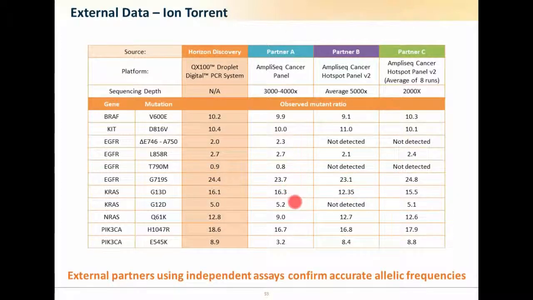There's a few others. There's this lab here that was unable to detect the G12D, whereas the other two did, and I'm not really sure why. And then there's another mutation that gives a slightly unusual result, the PI3 kinase E545K down here, and this is likely to be attributed to strand bias.